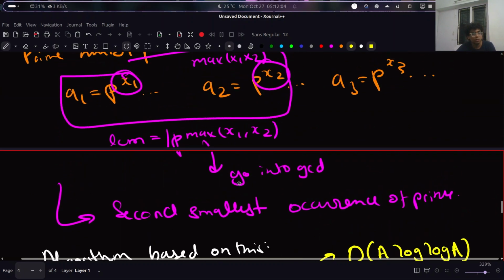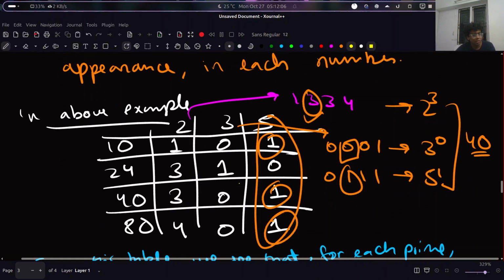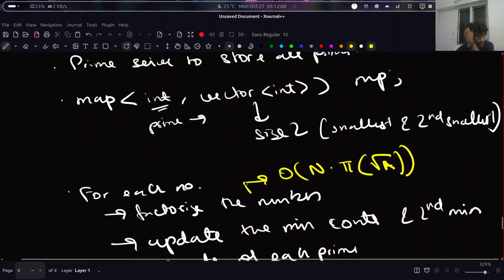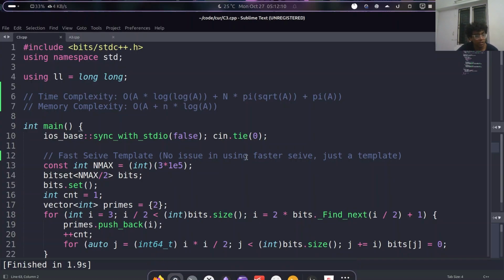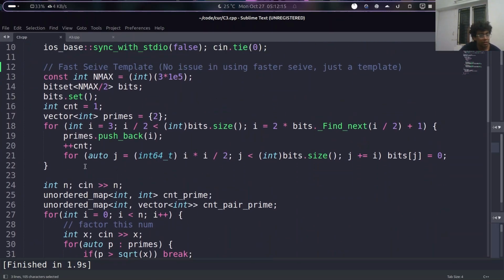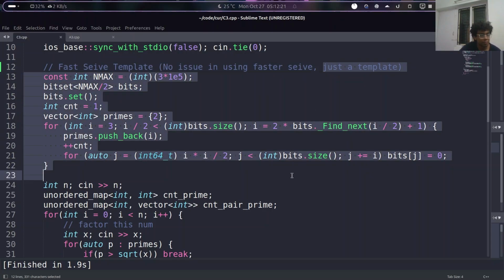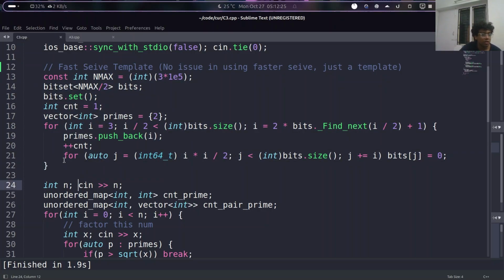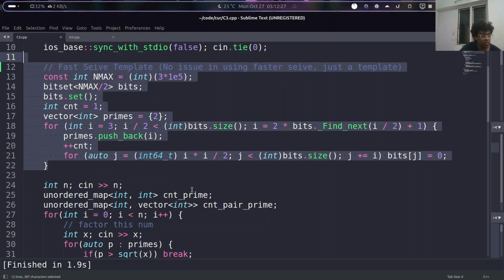Okay, so let's have a look at the code. The code is a bit messy, but hopefully it's explainable. Here's the time complexity analysis and memory complexity analysis. Here is a sieve template. This is a fast sieve template. No issue in using this, it's just a template. You can use some smaller or more comfortable sieve also. This is a sieve which I've been using, which I found in an old Codeforces blog.